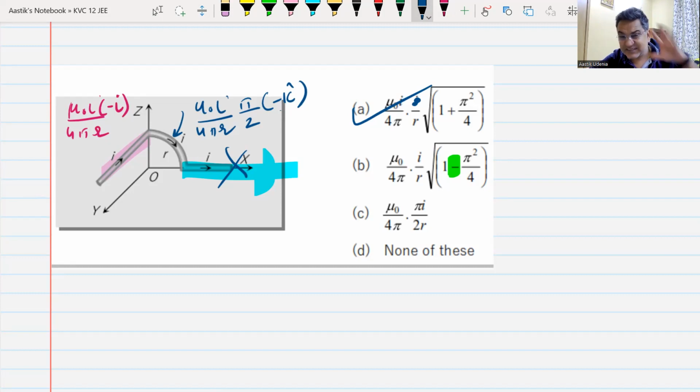And in Sunday's class, if we get Sunday's class, we start with magnetic force.